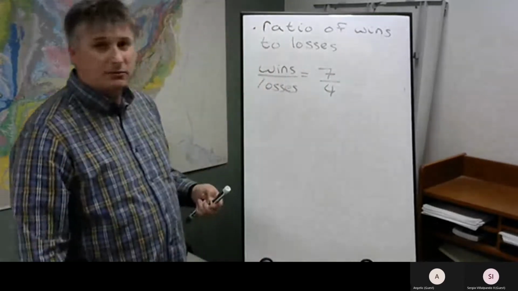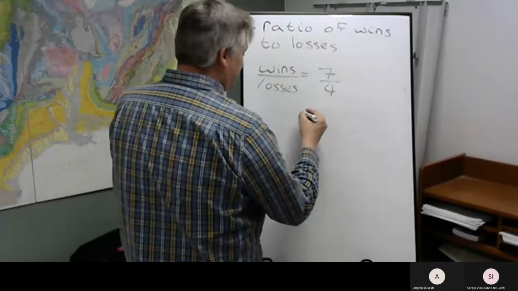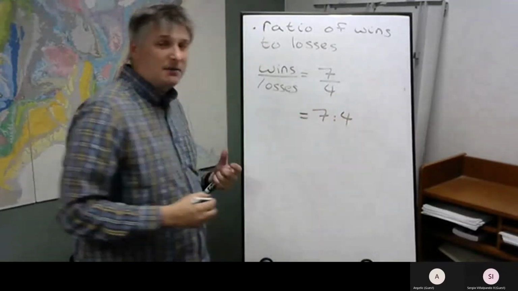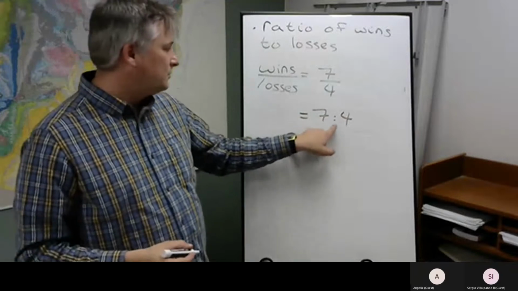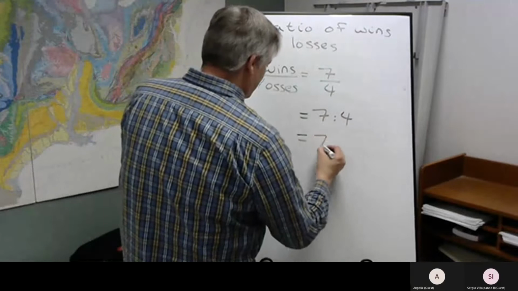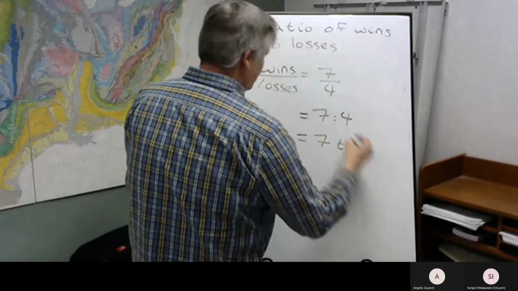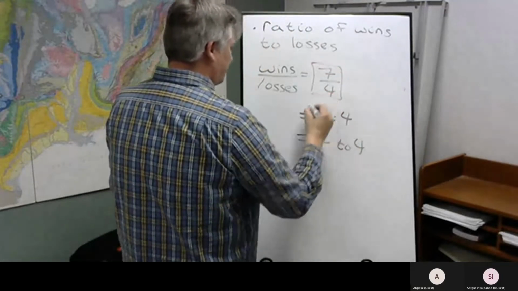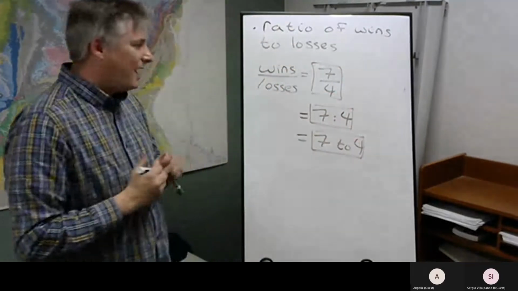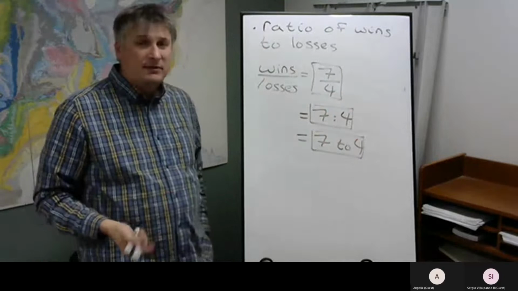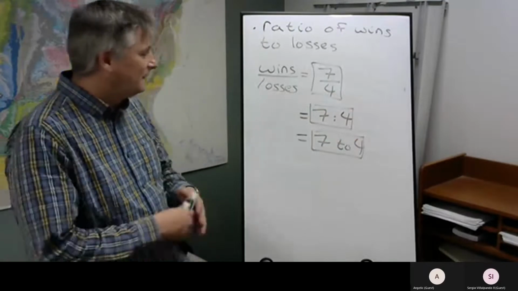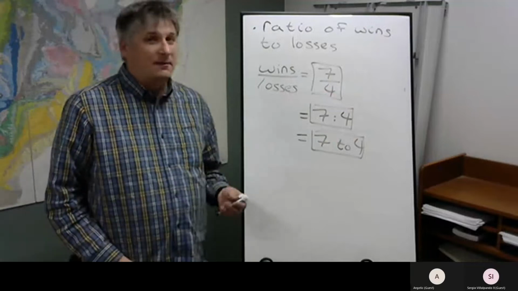Now, there's two other ways of representing this. You can also represent it like this. You might have seen this before. Wins to losses. Or we can write it either way is valid. These all mean the same thing. There are 7 wins to 4 losses. Questions about that?